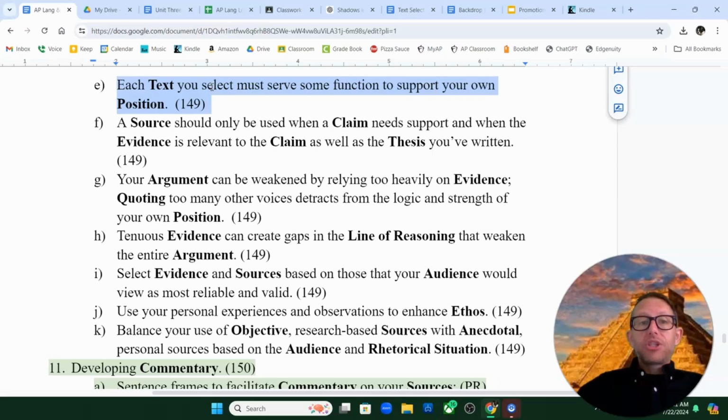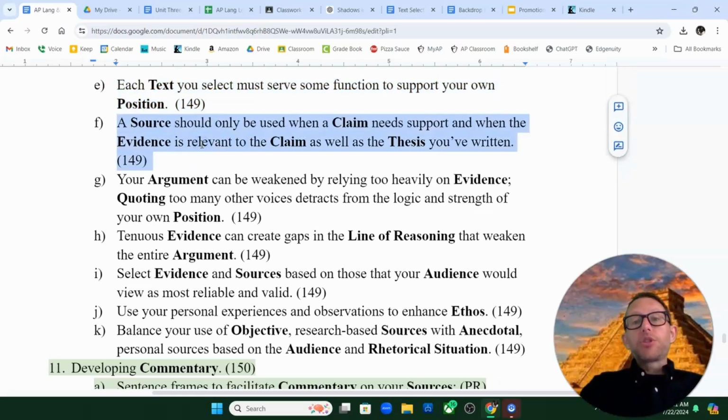whatever your claims may happen to be. So make sure you're asking yourself, as you go through each of these different sources, what would be the function of this? What would this help me to argue in my synthesis essay? And if you can't answer that question, well, either that's not the source for you, or maybe you don't need another source, okay? So things to keep in mind in that case, all right?